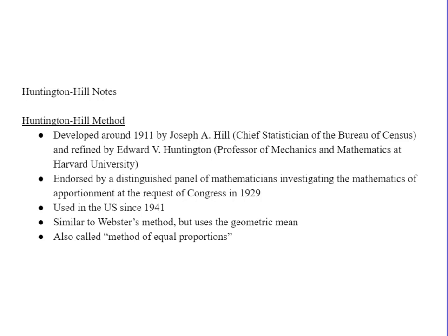The last method for apportionment that we are going to discuss is the Huntington-Hill method. This is the method that is currently used to apportion congressional representatives. It was originally developed around 1911 by Joseph A. Hill, who at the time was the chief statistician of the Bureau of the Census. It was then refined by Edward V. Huntington, who is a math and mechanics professor at Harvard.